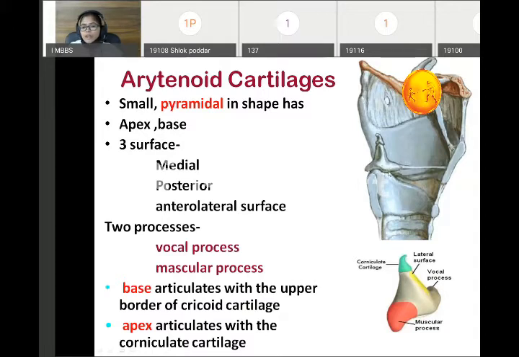This is the base, which gives attachment to the upper border of the posterior lamina of the cricoid cartilage, and the joint formed is the cricoarytenoid joint. The apex articulates with the corniculate cartilage. This is also a synovial variety of joint.